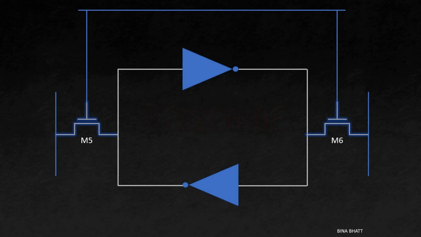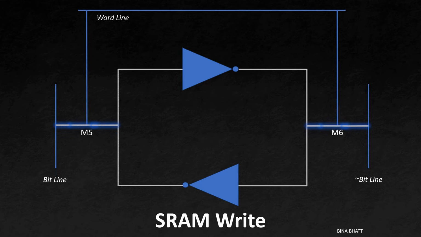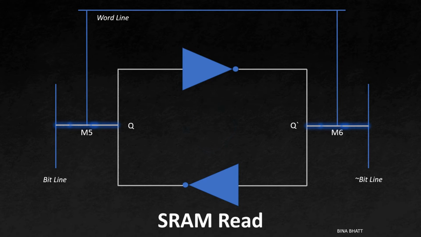In SRAM, the access transistors provide access to the cross-coupled inverters. Here as well, they act like switches. During a write operation, either a 1 or 0 is written to the inverters. Cross-coupling helps in retaining the value. During a read operation, the value available on the inverters is sensed. Now, unlike DRAM, read operation in this case isn't destructive because there's no capacitor which is going to get charged and discharged.